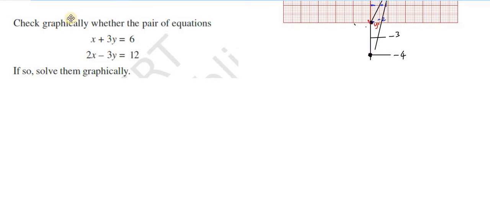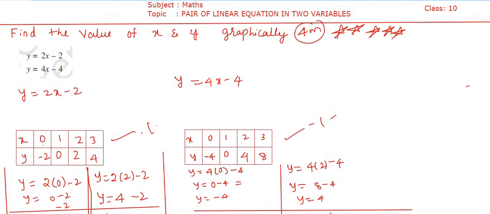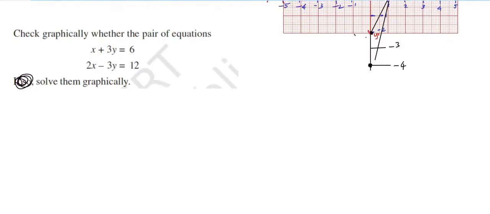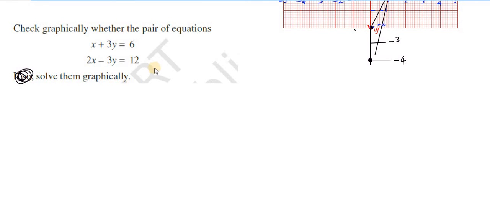Now see here, check whether the pair of equations is consistent. Don't worry about the consistent part. Solve them graphically, by the graphical method. But here this equation is different from this equation, right? Here y is there at the beginning, but here it is not, it is x plus 3y. So we need to make this y first. Only the y must be on the LHS, the left hand side. So how to do that? Whatever we have except y, we should transpose to the RHS.